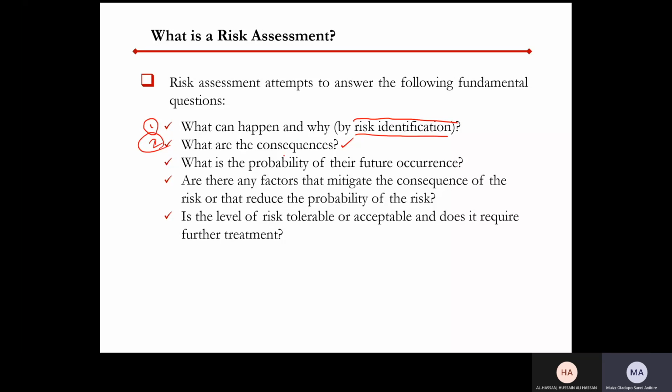The third one is what's the probability of the future occurrence of these various risks? And then, are there any factors that mitigate the consequence of the risk or that reduce the probability of the risk? This is where you identify the current or existing controls. Are there any controls that reduce the level of the risk, the probability, or even the consequence? Controls could apply both to the consequence and to the probability of the risk. And the fifth is the level of risk as a calculated risk level.